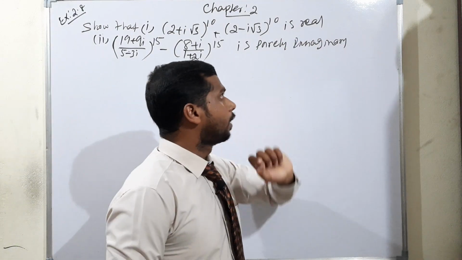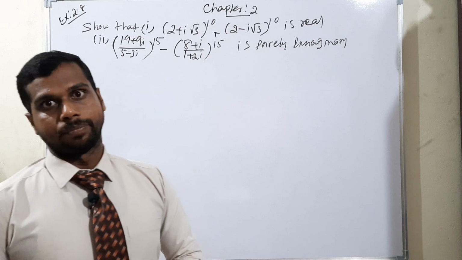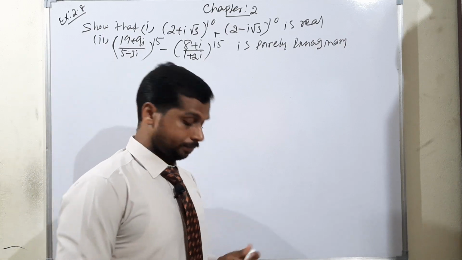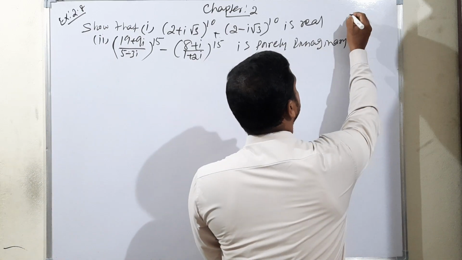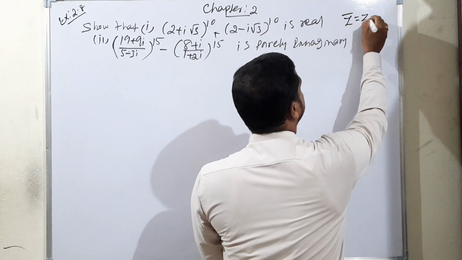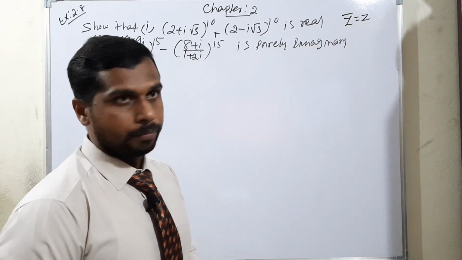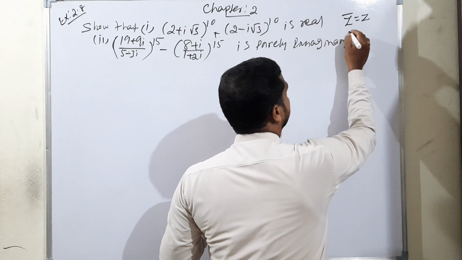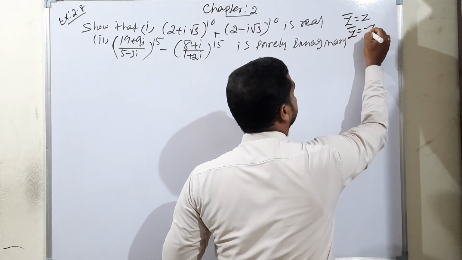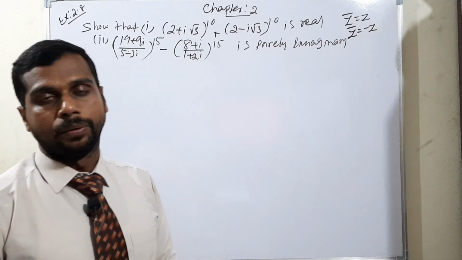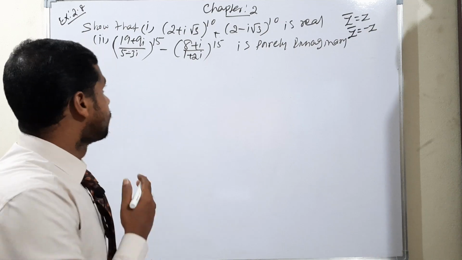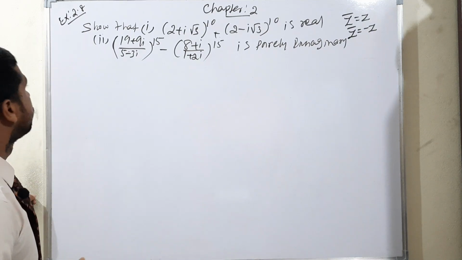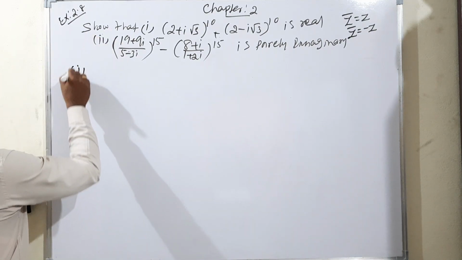First one is purely real, second one is purely imaginary. What is the meaning of purely real? Purely real means Z bar is equal to Z. Then what is the meaning of purely imaginary? Z bar is equal to minus Z, that is called purely imaginary. So one by one we have to show. I am moving to subdivision 1.